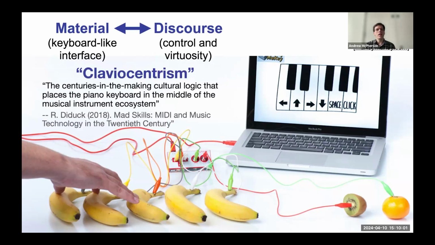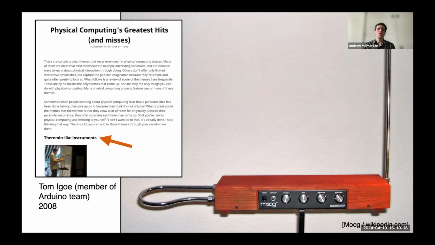Another way of looking into this sort of space, which Landon and I talk about in our paper, is this idea of claviocentrism, which is a term I'm borrowing from Ryan Diduck, who talks about the centuries-in-the-making cultural logic that places the piano keyboard in the middle of the musical instrument ecosystem. But this doesn't all have to be about pianos. We also see that when people encounter digital tools for making musical systems, certain kinds of things come up over and over again. One of them being the theremin-like instrument.